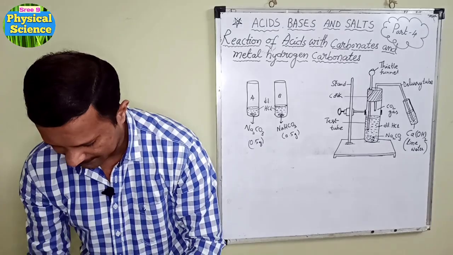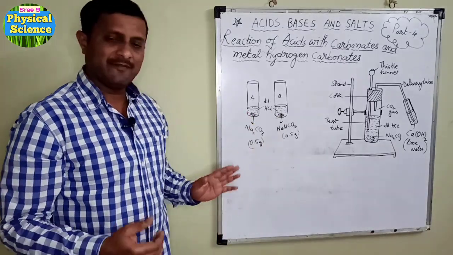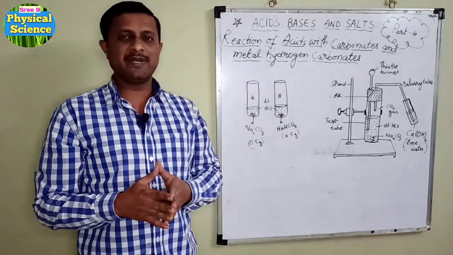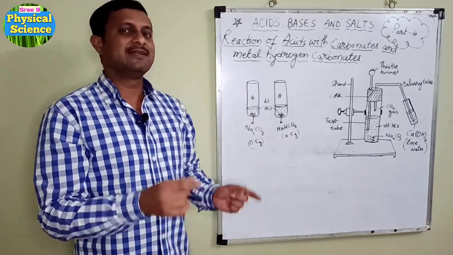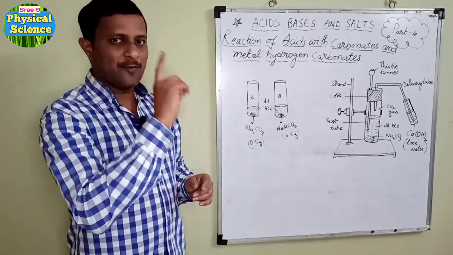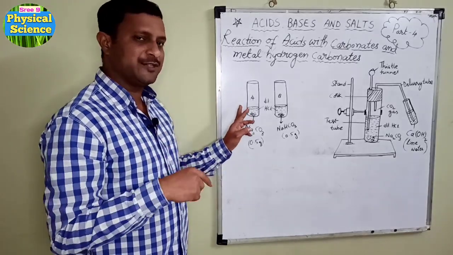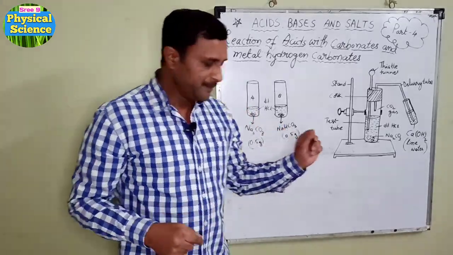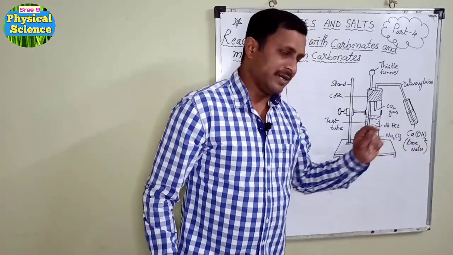Now in test tube A and test tube B we have taken carbonate and metal hydrogen carbonate, added dilute hydrochloric acid, and we have observed that some gas is produced, right? Now we have to pass that gas from both the test tubes A and B into lime water. Lime water means calcium hydroxide.